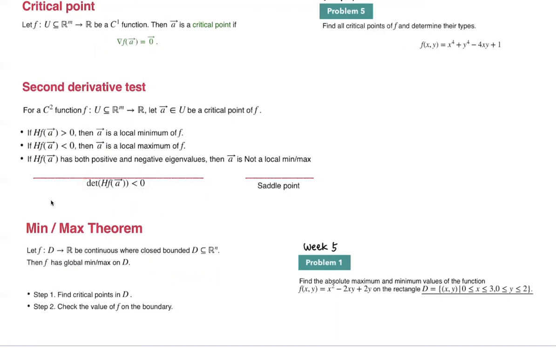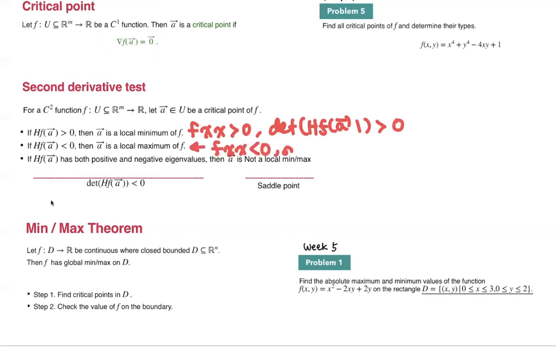Sorry, I think this means that fxx is bigger than 0 and the determinant of the Hessian matrix is greater than 0 for a local minimum. And the second case is fxx is less than 0 and the determinant of the Hessian is greater than 0 for a local maximum. But if our determinant is less than 0, then we can say that it is a saddle point.